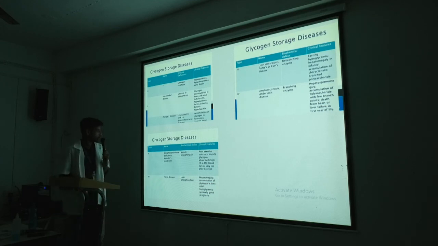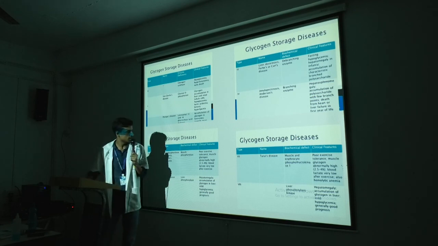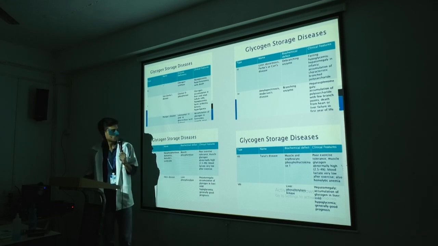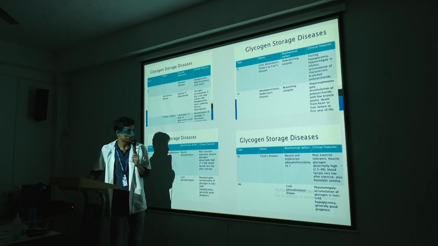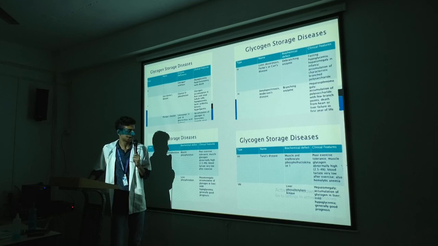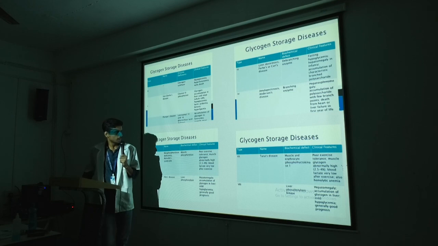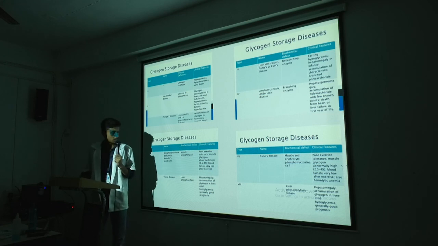Hers disease, biochemical defect liver phosphorylase, clinical features hepatomegaly, accumulation of glycogen in liver, mild hypoglycemia, generally good prognosis. Another disease, Tarui disease, biochemical defect muscle and erythrocyte phosphofructokinase, clinical features poor exercise tolerance, muscle glycogen abnormally high, blood lactate very low after exercise, also hemolytic anemia. Another disease, liver phosphorylase kinase deficiency, clinical features hepatomegaly, accumulation of glycogen in liver, mild hypoglycemia, generally good prognosis.